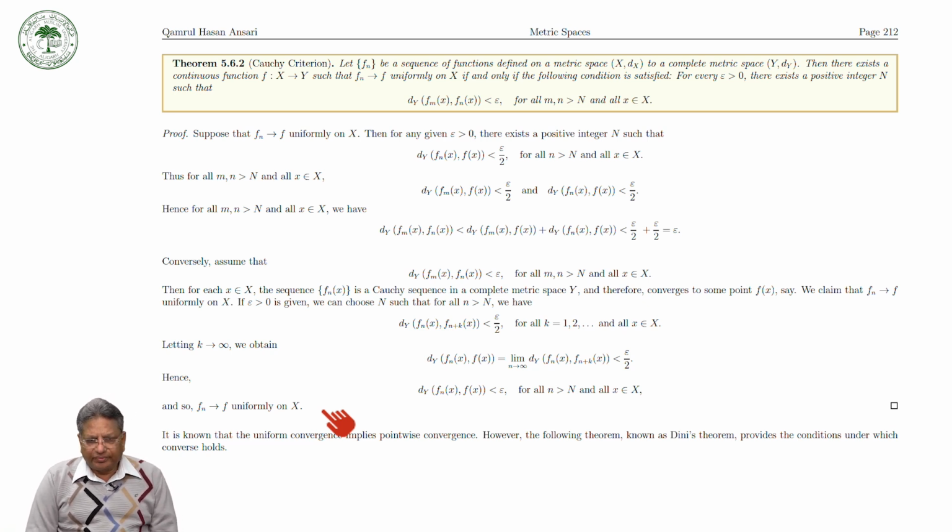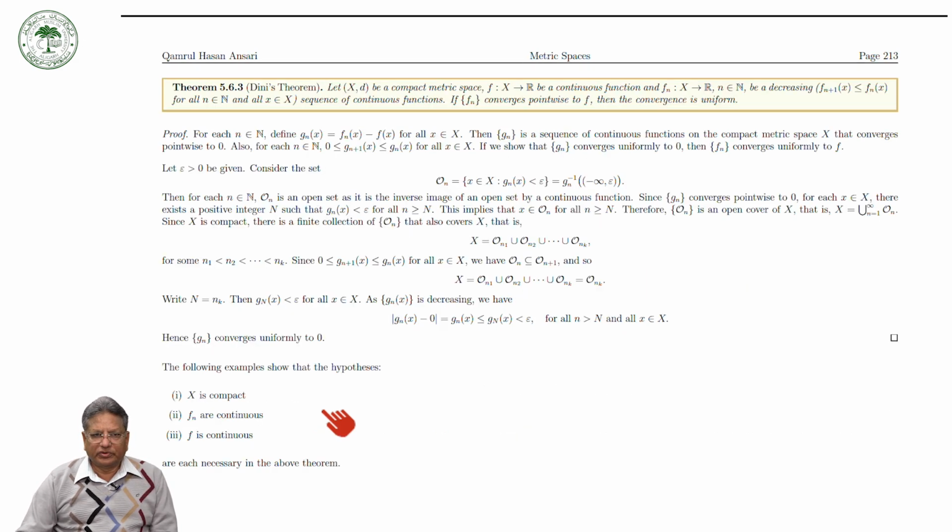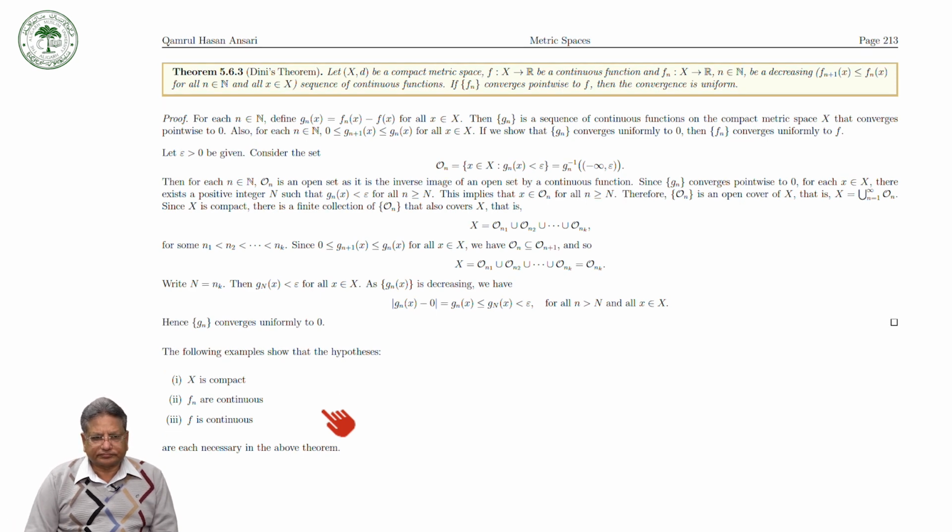Now as a remark, it is known that uniform convergence implies pointwise convergence. However, the following theorem, which is known as Dini's theorem, provides the condition under which the converse holds good. So what is the converse? The converse is the following. It is called Dini's theorem.